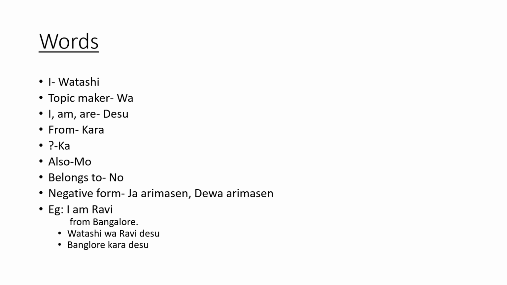Now, if I want to say I am Ravi from Bangalore, it would go like Watashi wa Ravi desu, Bangalore kara desu. Now, watashi was I, wa is topic marker, and hence it comes after Watashi and Ravi because we are talking about Ravi here, right? So, Watashi wa Ravi desu.